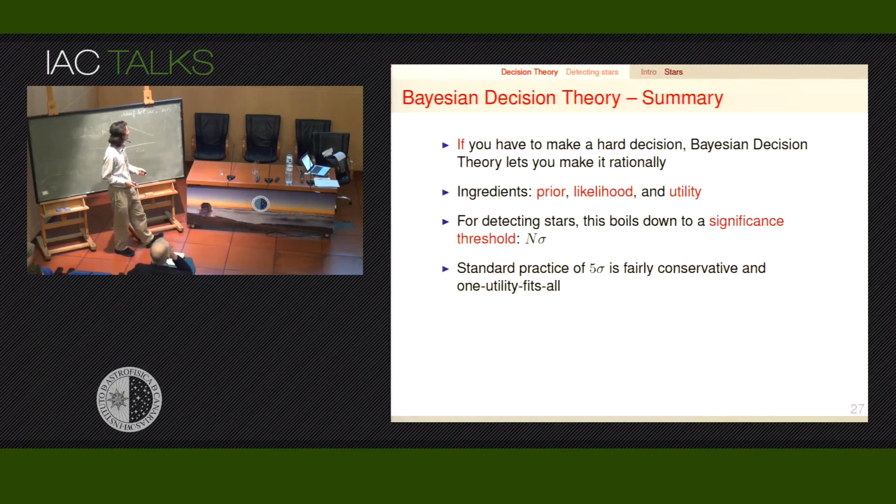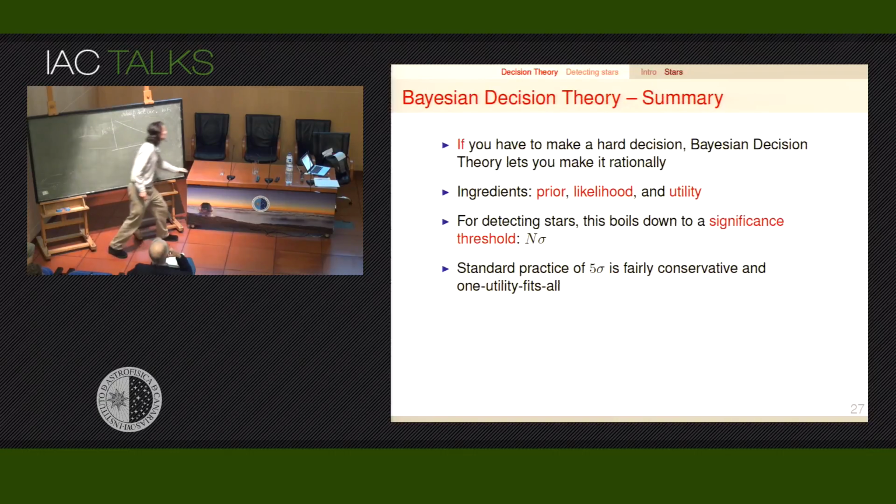Okay, so if you have to make a hard decision, then Bayesian decision theory is a rational way of doing that, and it involves writing down the subjective part that says what you want to happen, basically. Other than that, you just have distributions and nothing that tells you what is good in the world.